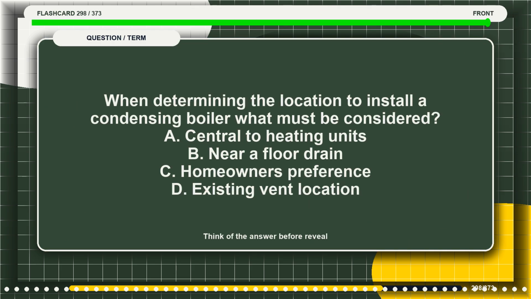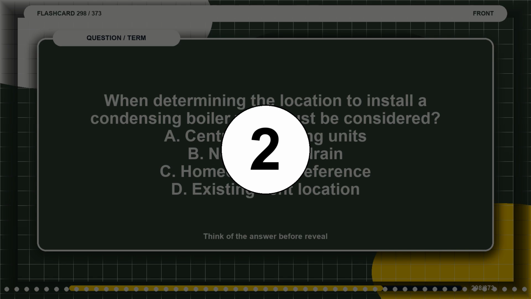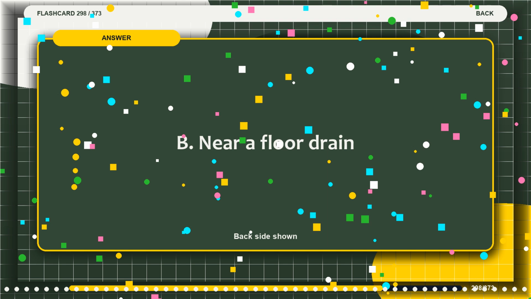Flashcard 298. When determining the location to install a condensing boiler, what must be considered? A. Central to heating units. B. Near a floor drain. C. Homeowner's preference. D. Existing vent location. Think of the answer before the reveal. The answer is B. Near a floor drain.